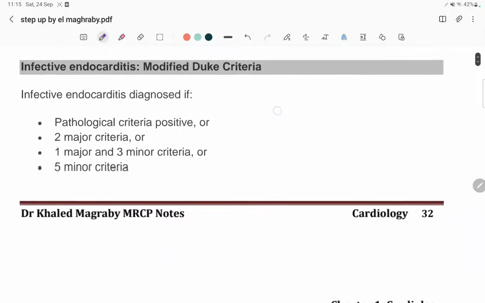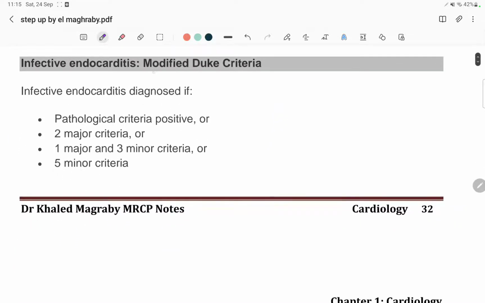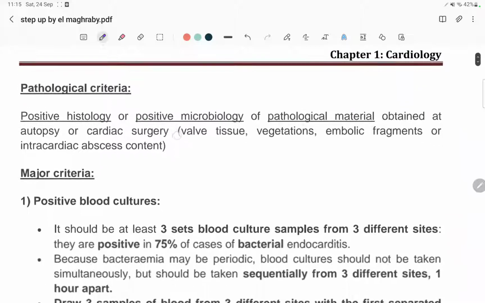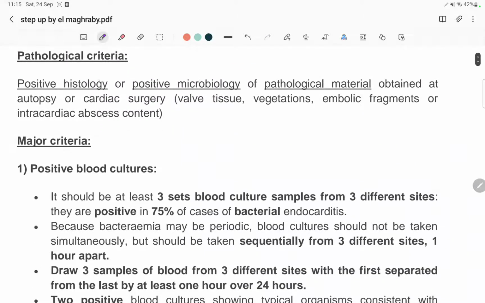And if infective endocarditis is suspected, we have to use the modified Duke criteria. Infective endocarditis is diagnosed with positive pathological criteria, or 2 major criteria, or 1 major and 3 minor criteria, or 5 minor criteria. Pathological criteria: positive histology or microbiology of pathological material obtained at autopsy or cardiac surgery, valve tissue, vegetation, embolic fragment, or endocardial abscess content. This is the pathological criteria.